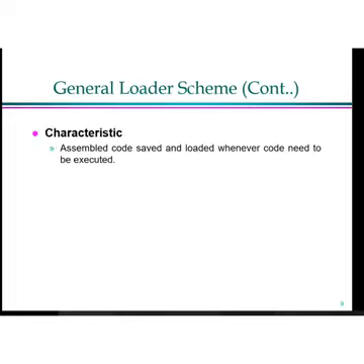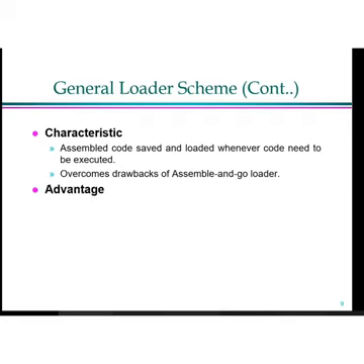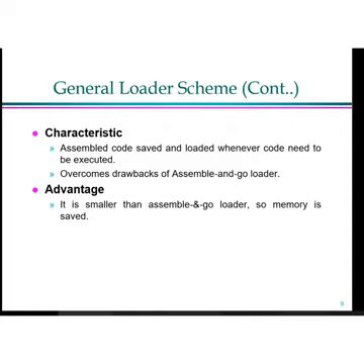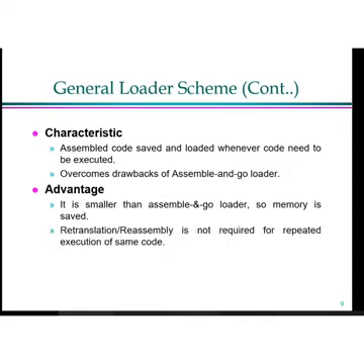Your assembled or compiled code needs to be saved and that can be loaded whenever required, okay, for execution. So it obviously overcomes all the drawbacks of your assemble and go loader or compile and go loader. So obviously whatever the drawbacks of previous is advantage over here. So compared to your assemble and go loader, general loader is having small size, so definitely space is saved. No need of retranslation or reassembly unless you modify the code.